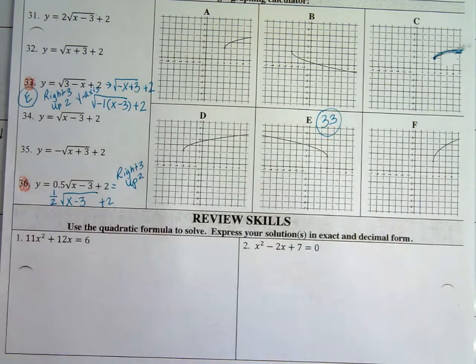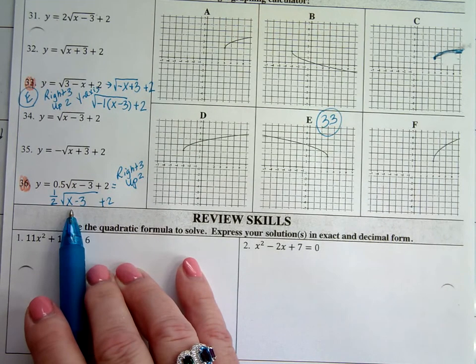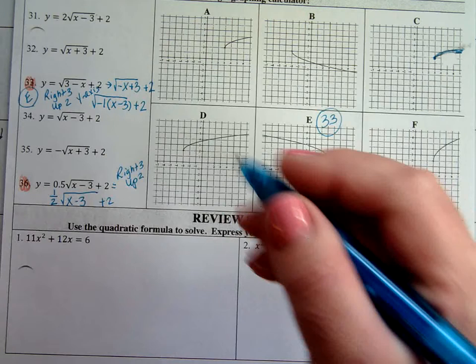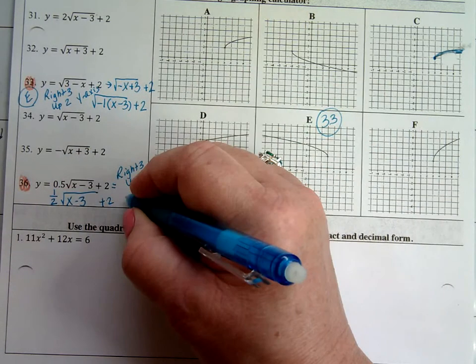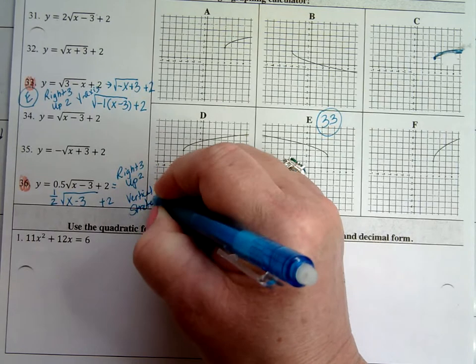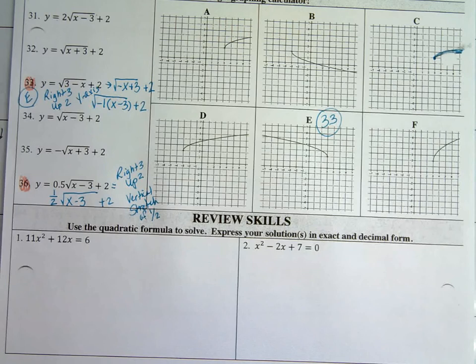The 1/2 is out in front. It's not directly inside with the x. So that means that this is a vertical stretch. So if I do a vertical stretch of 1/2, vertical stretch, and Scotty, I'll get your question. Hang on one second. See if you can figure out which graph that one goes with.